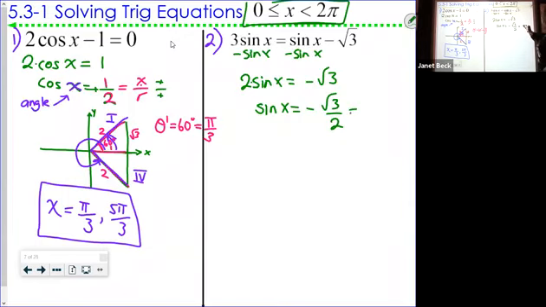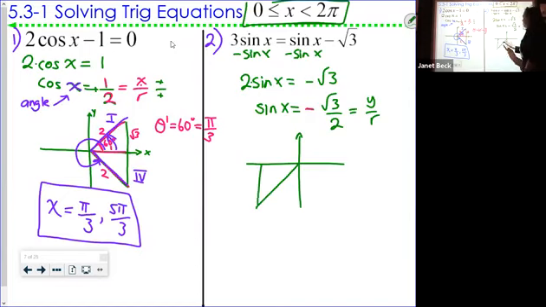Remember, a sine is the ratio of the side lengths y divided by r. If my ratio is negative, it must be the y that's negative. And if y is negative, I must be going down. I must be in quadrant 3 and quadrant 4. I know my y is negative the square root of 3. I know my r is 2. And those are 30, 60, 90 triangles.